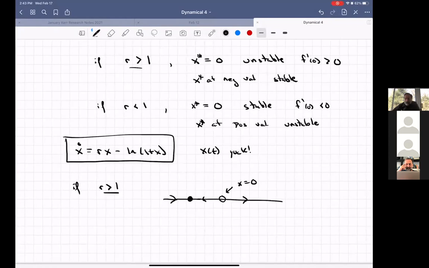It's going to look like that. And if r is smaller than 1, so if 0 is less than r is less than 1, then the origin is a stable point, and there's some unstable point out here, and the flow looks like that. And so I know what this differential equation does, even if I haven't solved for x as a function of t.